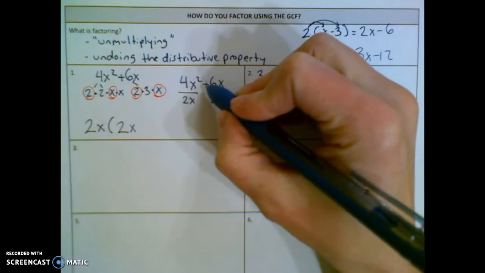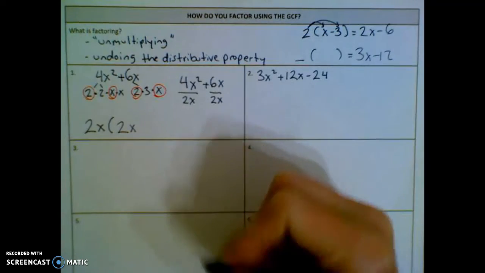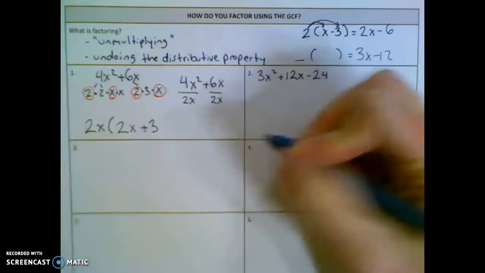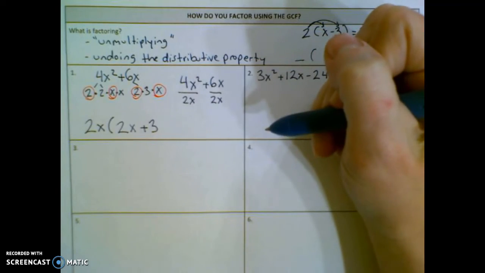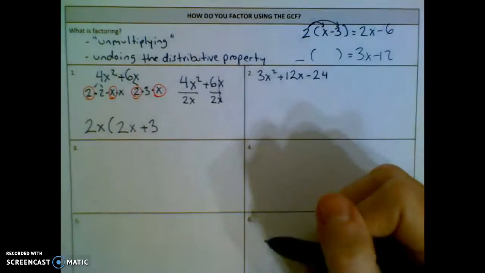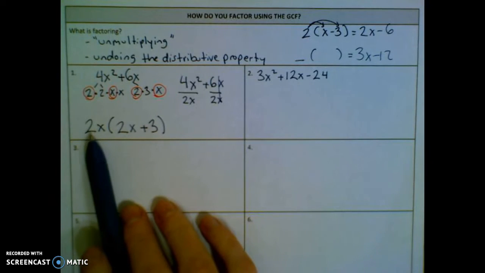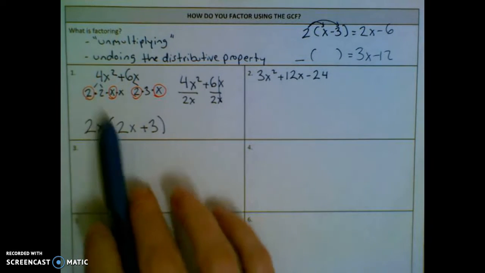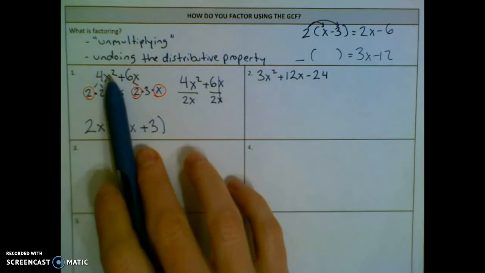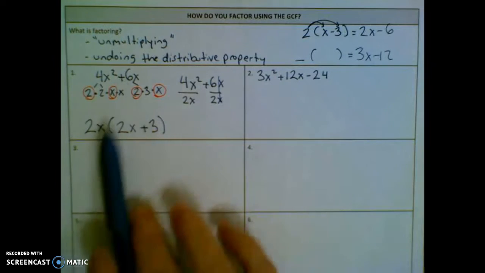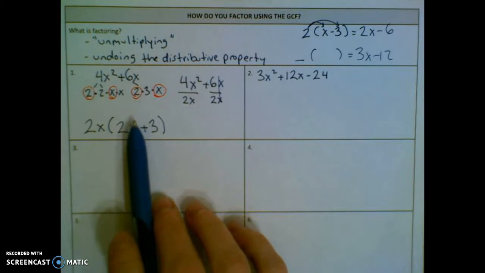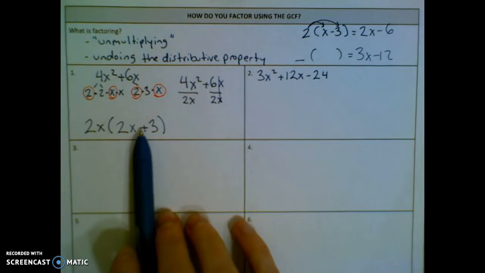All right. What is positive 6 divided by 2? Well, that's positive 3. And then what is x divided by x, or x take away x? Well, those cancel. And that's it. So I've taken and I've unmultiplied this. I can always check it by looking at it again. 2 times 2 is 4, x times x is x squared. 2 times 3 is 6, and then x just gives me 6x. So I've taken this guy and unmultiplied him.